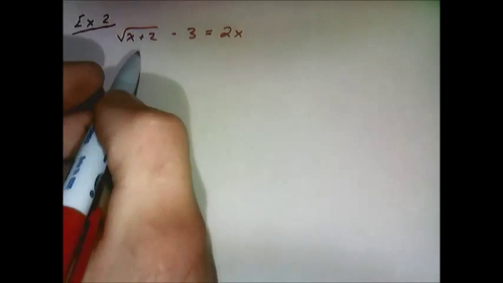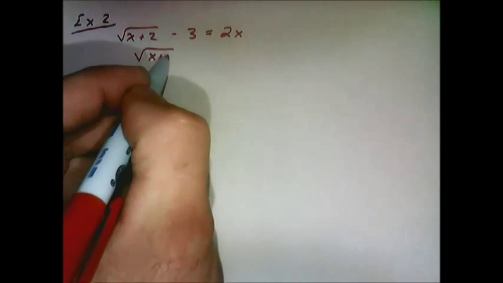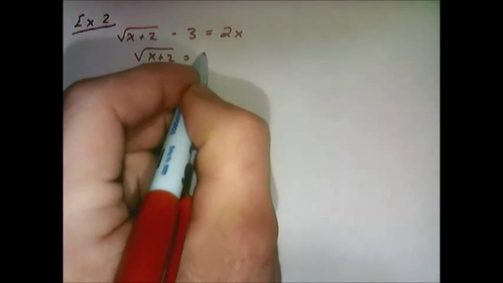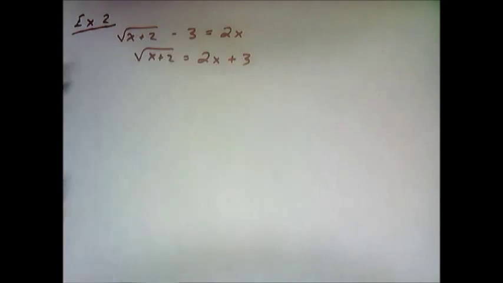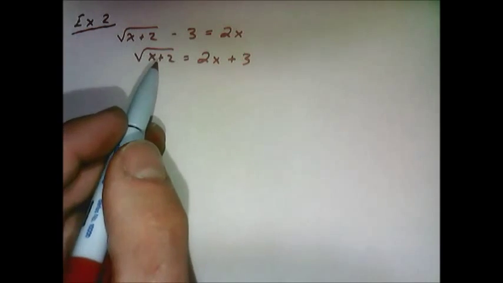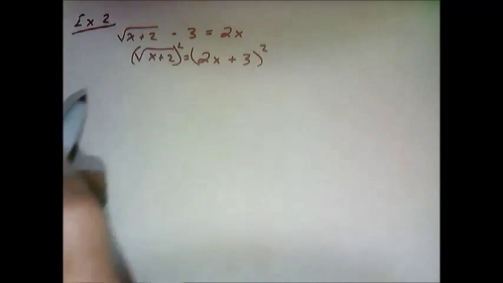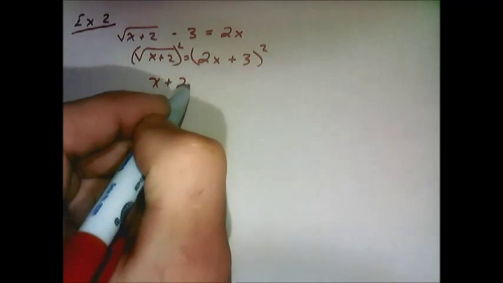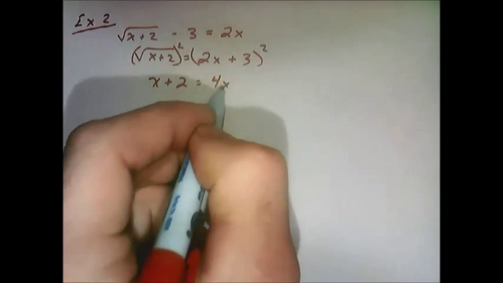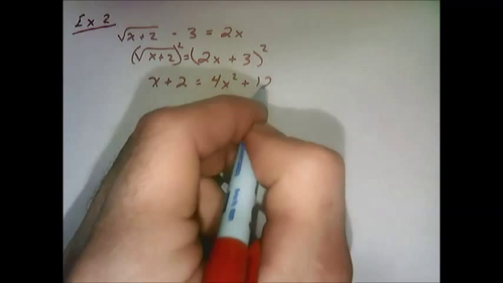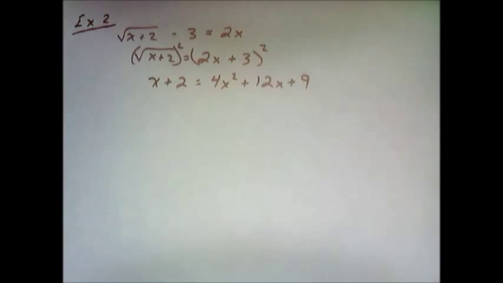Here, if I go ahead and solve for the radical, I have the square root of x plus 2. Add 3 to both sides, I have 2x plus 3. I have a square root by itself, so I can square both sides. So I end up with x plus 2 equal to 4x squared plus 12x plus 9.